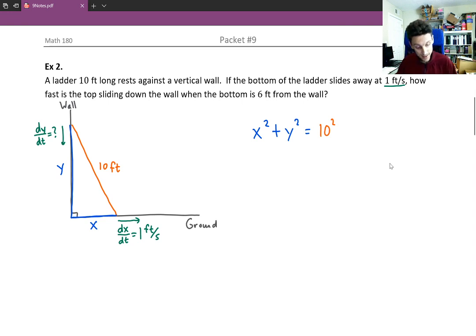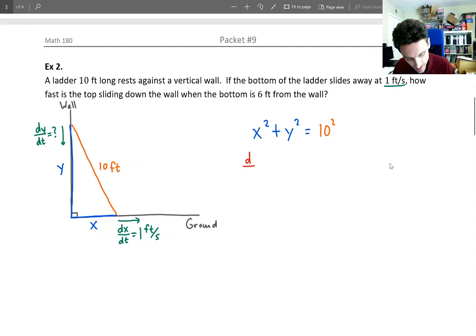And now as a next step, we're going to take the derivative of both sides with respect to t so that we introduce our rates, dx dt and dy dt. Again, that applies to all three parts, both on the left side and on the right side.